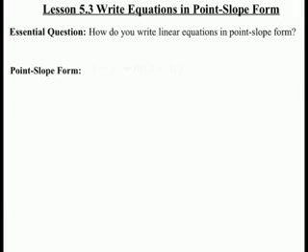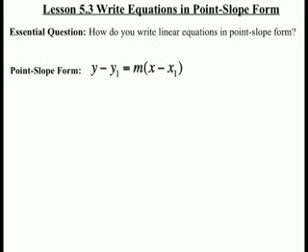Lesson 5.3, write equations in point-slope form. How do you write linear equations in point-slope form? Well, first we have to identify what point-slope form is. And point-slope form is y minus y1 equals m times the quantity x minus x1.